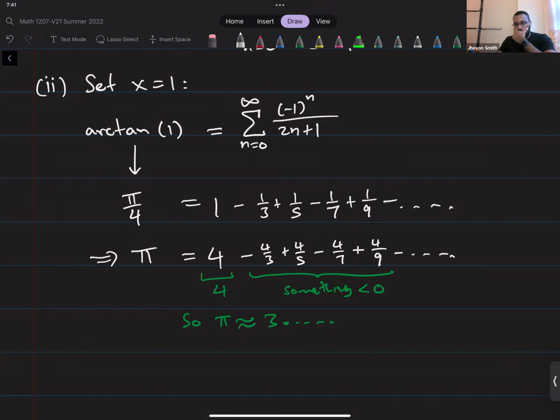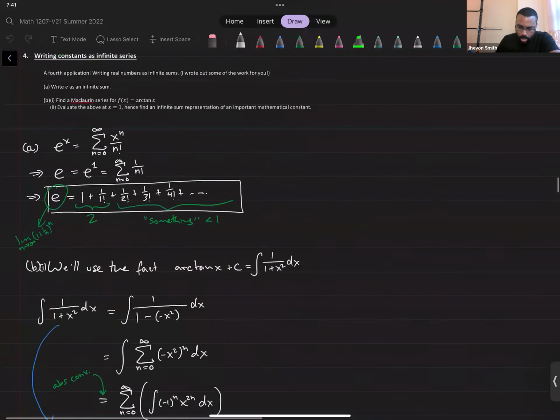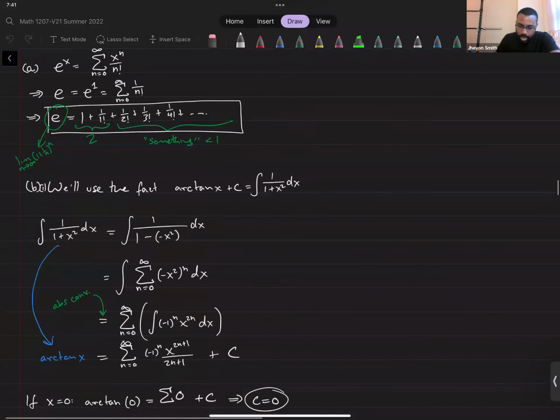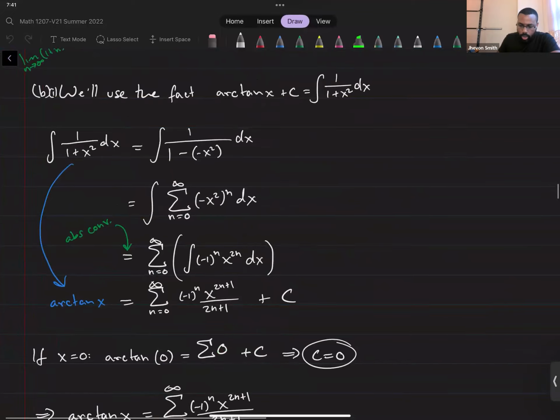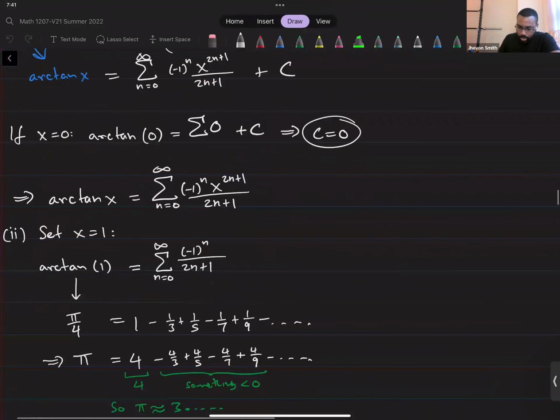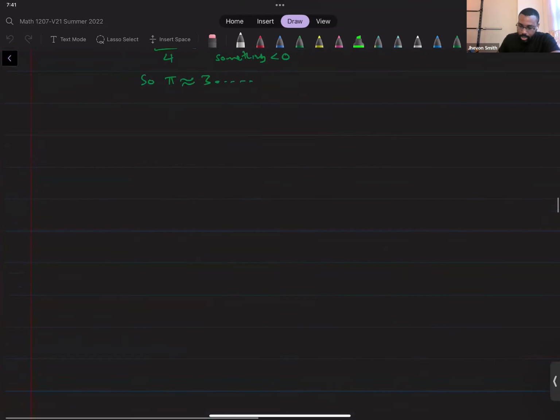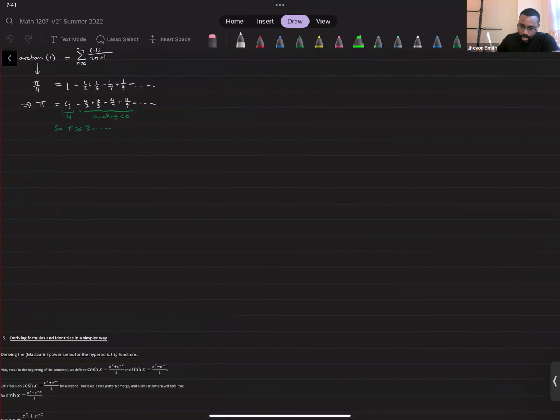Yeah, so that is an interesting application. That was the 4th application. So writing constants as infinite series can be useful. We'll get back to more applications like this pretty soon. It's the one I want you guys to focus on mostly. Here's another one.